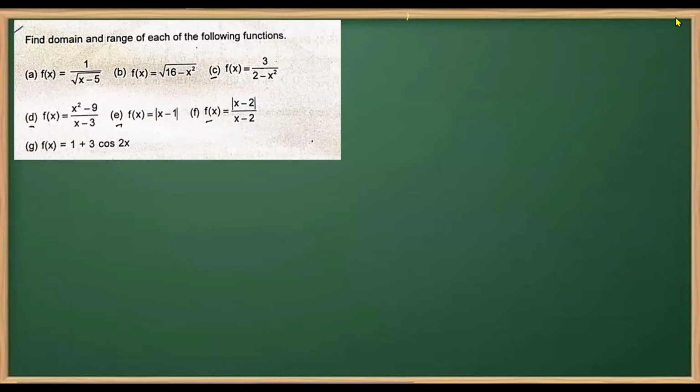Now we are on the fourth part. And what is the fourth part here? This is f(x) = (x² − 9)/(x − 3). So let's figure out the domain here.